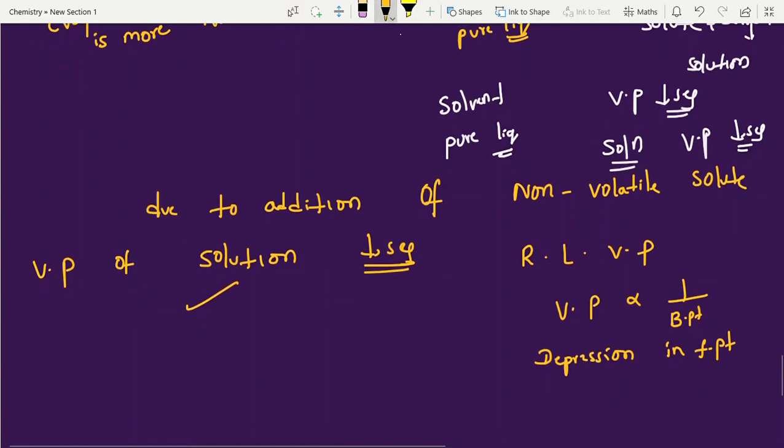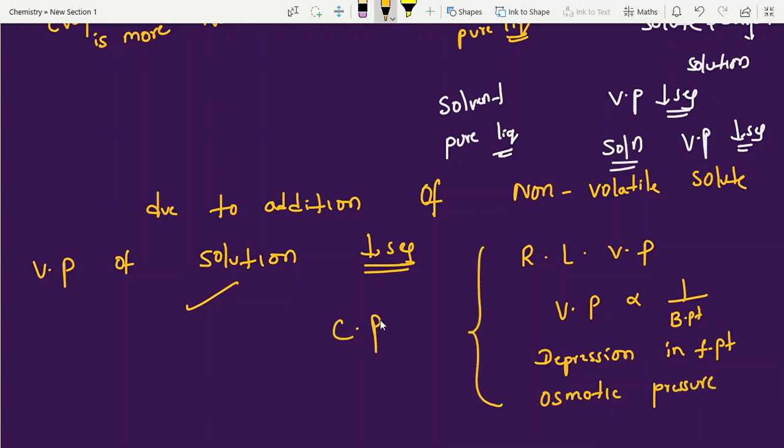Now next point, osmotic pressure also. Students, these four are colligative properties, which depend on non-volatile solute addition. If you add more non-volatile solute, there is more lowering in vapor pressure. If vapor pressure is lowered more, then boiling point rises more, and depression in freezing point and osmotic pressure are also affected. Okay. Now I am giving one simple example to understand in an easy way, students.